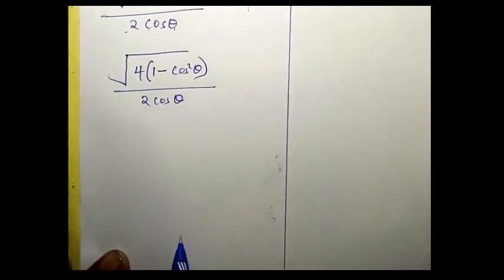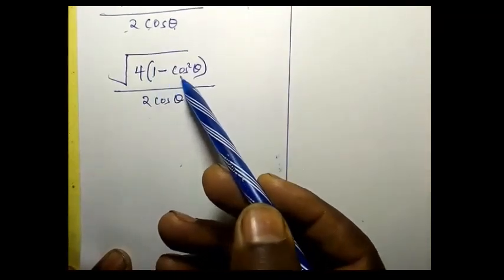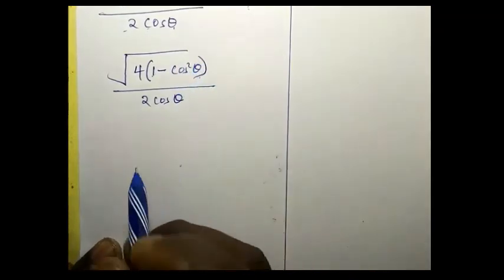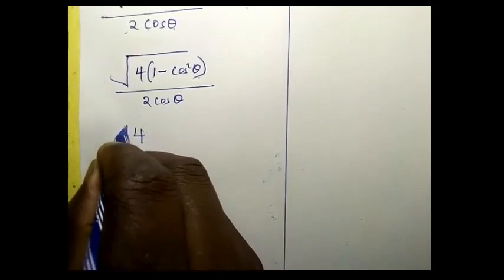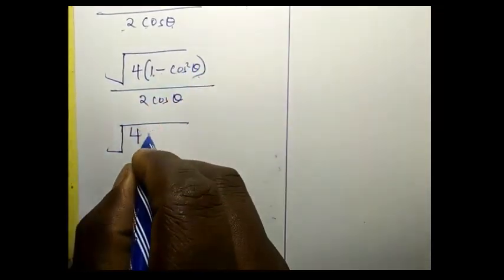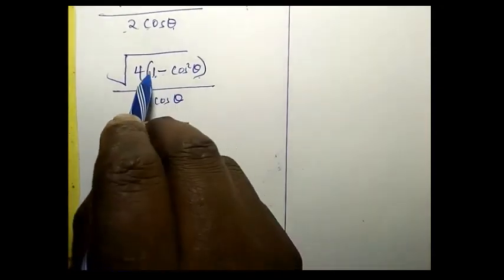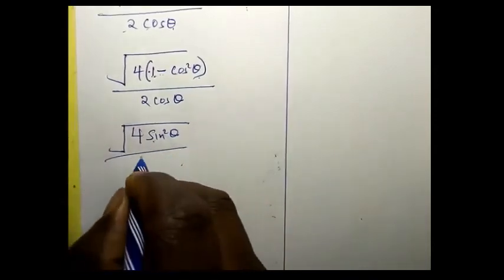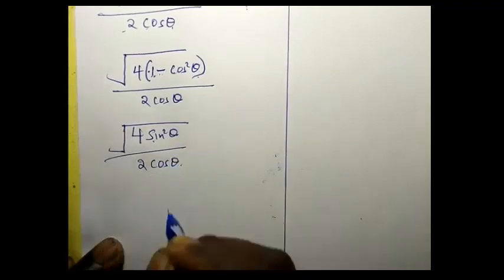But we know, what is this? 1 minus cos square theta is simply sine square theta. So next, we have the square root of 4, and instead of 1 minus cos square theta, that simply means sine square theta, because 1 minus cos square theta is sine square theta. We divide by 2 cos theta.